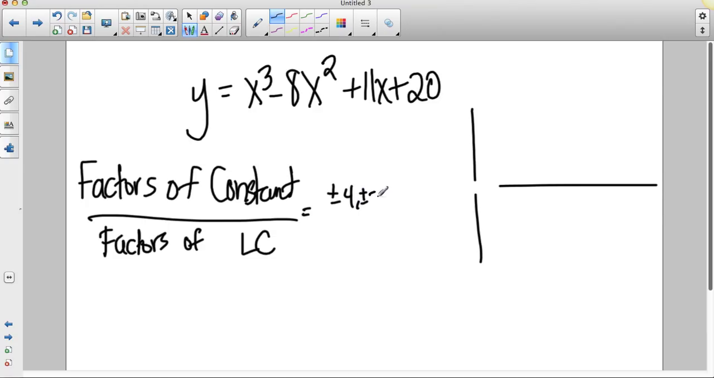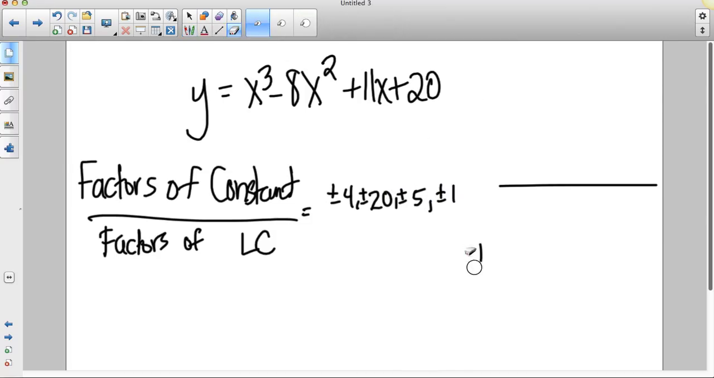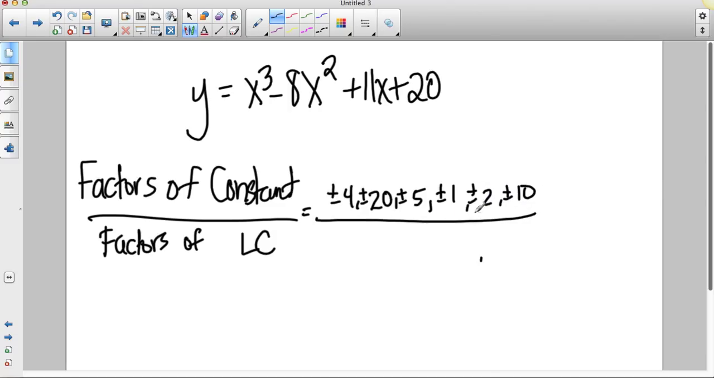What else? 20. What about 1? What else? Guys, come on. Let's go. 2. 10. And that's it, isn't it? What's the leading coefficient? 1. So what are the factors there? Just plus and minus 1.